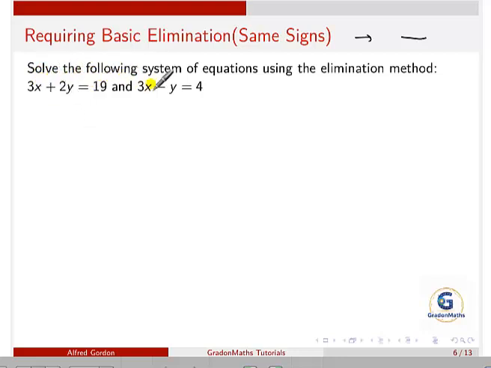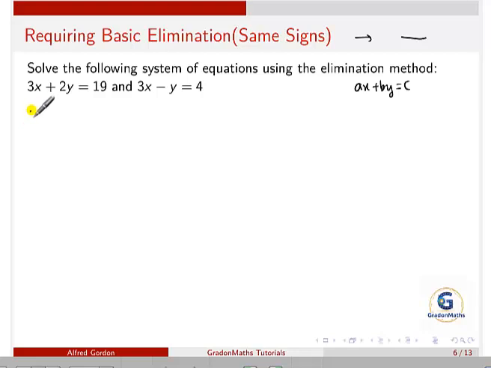Solve the following system of equations using the elimination method. So let us find out if they are already arranged in the standard form we are talking about. The standard form should be in the form ax plus by is equal to c, where a, b, c are constants. So here we have 3x plus 2y is equal to 19. Perfect. We have 3x minus y is equal to 4, also in the standard form.